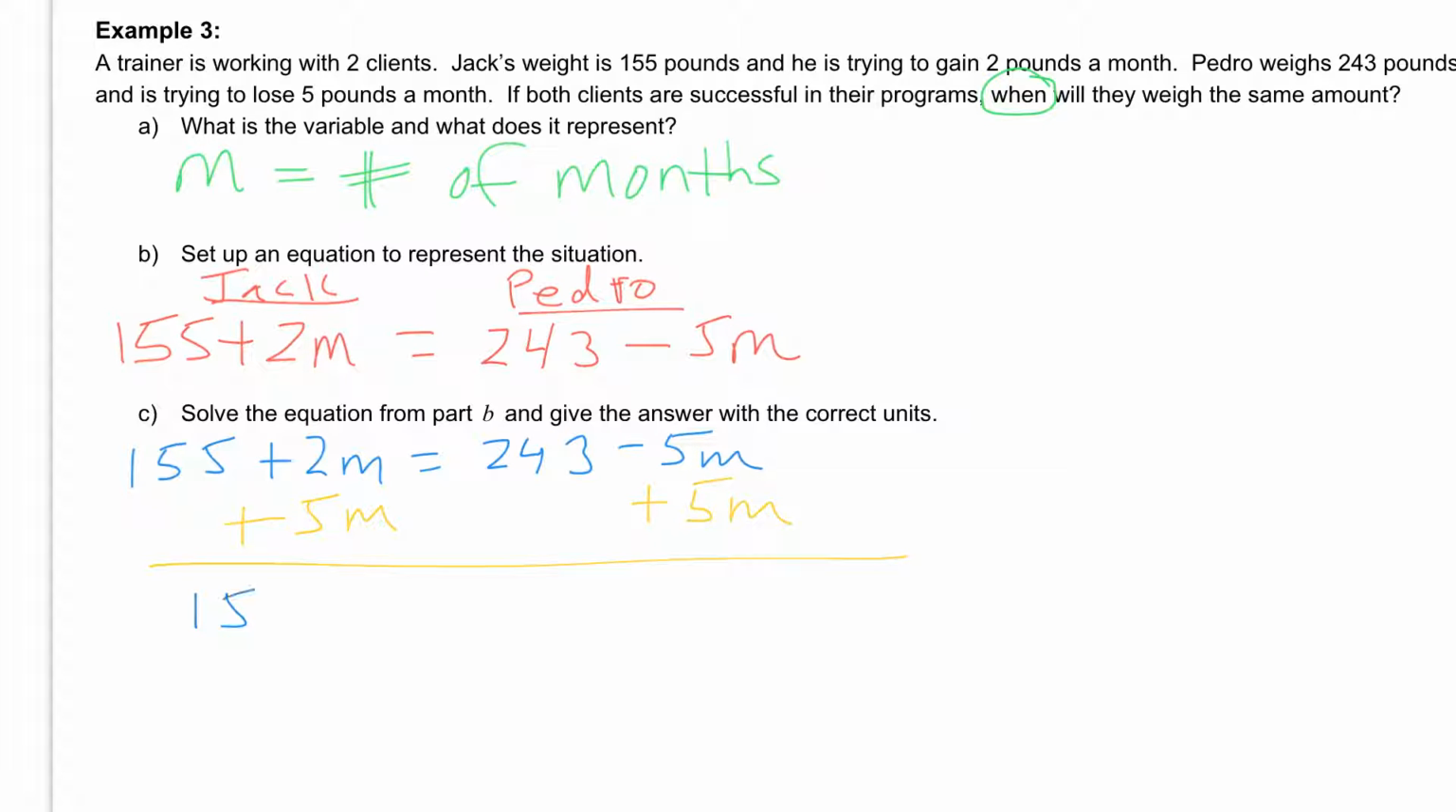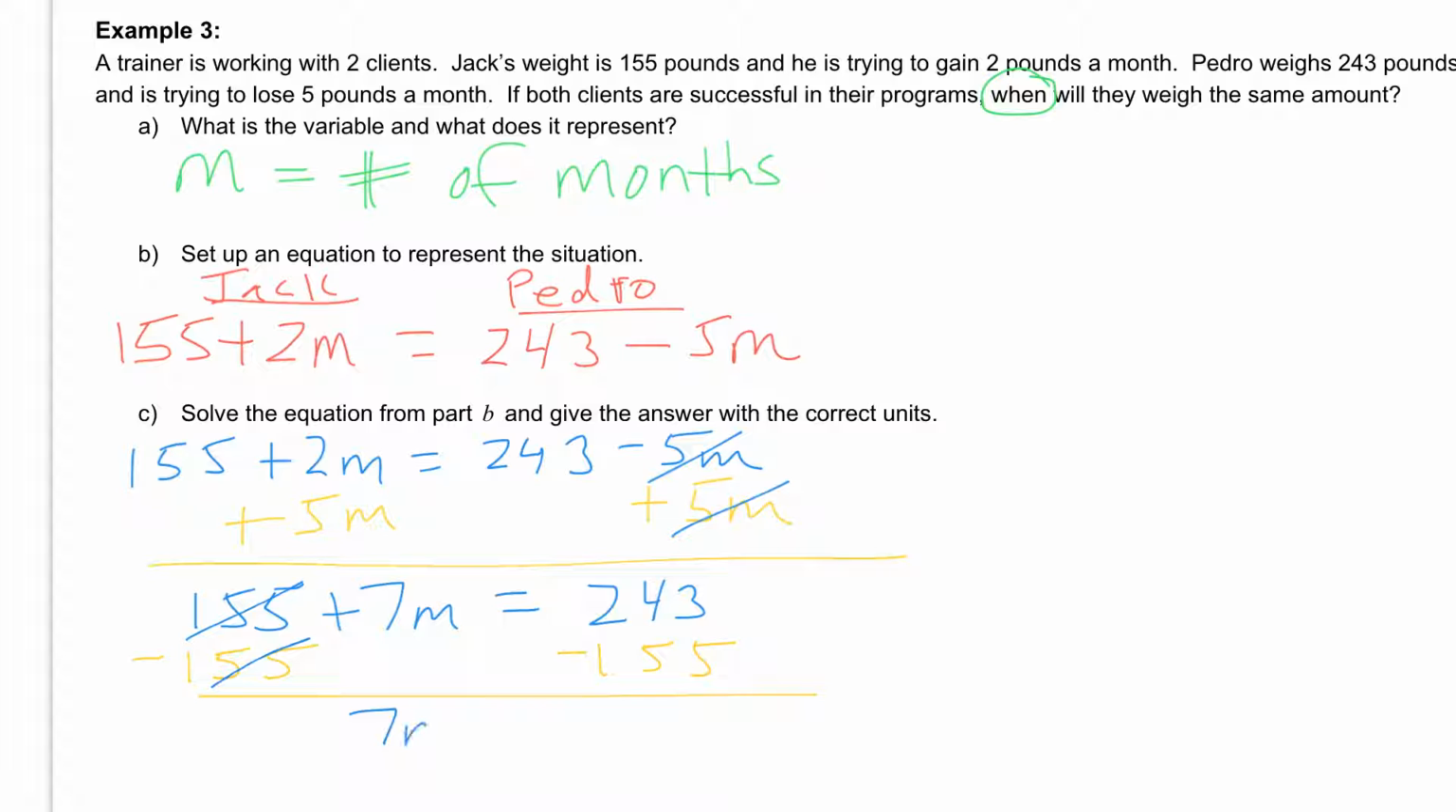I get 155. Adding 2M and 5M will give me 7M equal to the negative 5M and positive 5M will cancel out, and I'm left with just 243. If I find my M, it's over here on the left. I have to get rid of whatever's being added or subtracted first, which is that 155. It's a positive 155, so I need to subtract it from both sides. And when I do that, I get the negative 155 and positive 155 to cancel, and we get 7M equal to 88.